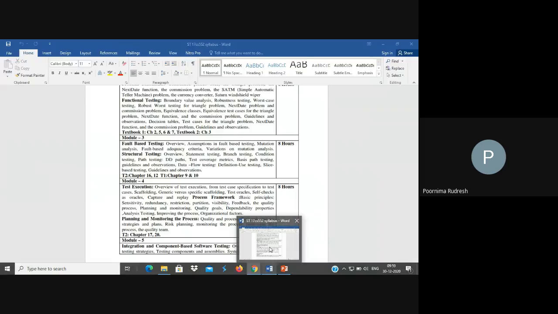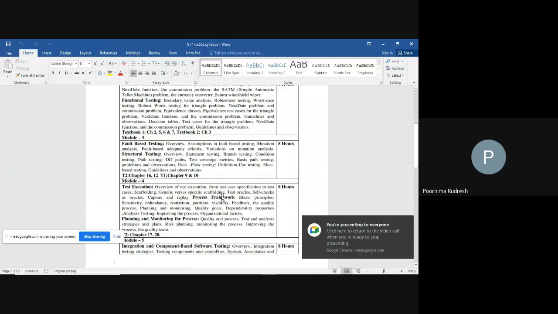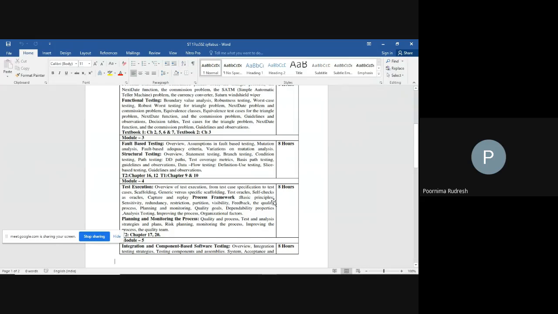Good morning, students. In the last class, I started the second topic of Module 4, that is Process Framework. In that, I explained the basic principles. There are six basic principles: sensitivity, redundancy, restriction, partition, visibility, and feedback. So, this is not mentioned here.